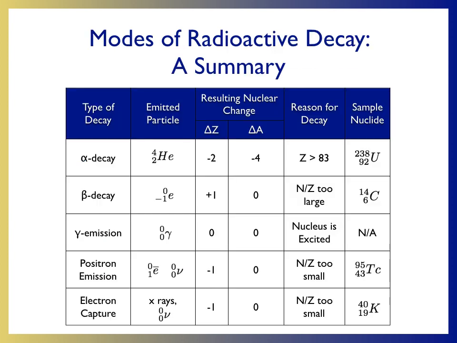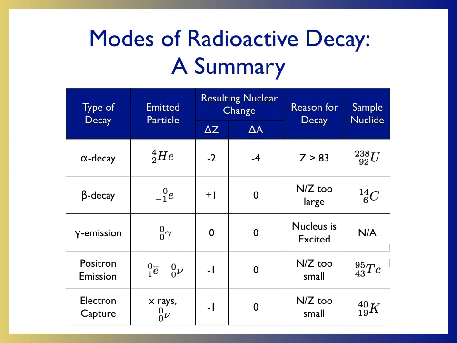Here's a summary table of the different types of radioactive decay and why they happen. Alpha decay occurs for nuclei that have an atomic number greater than 83. When alpha decay occurs, the atomic number of the nucleus will decrease by 2, and the mass number will decrease by 4. Uranium-238 is an example of a nucleus that undergoes alpha decay.